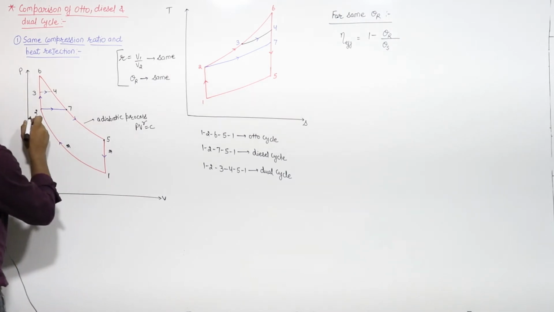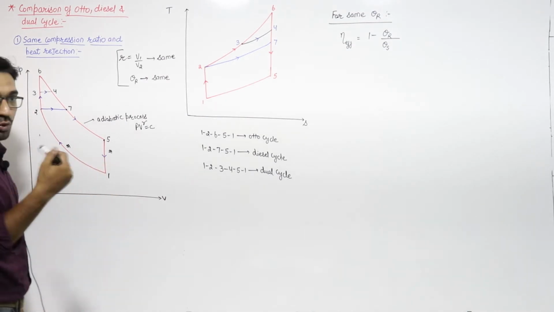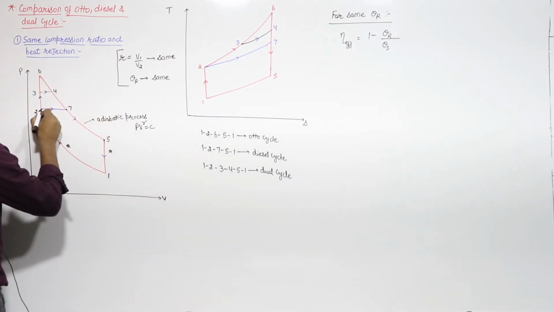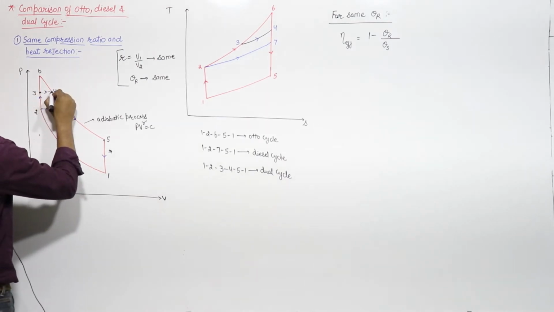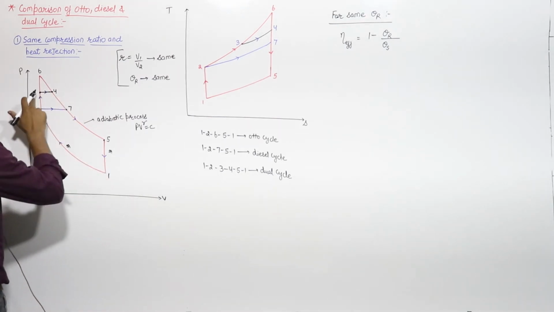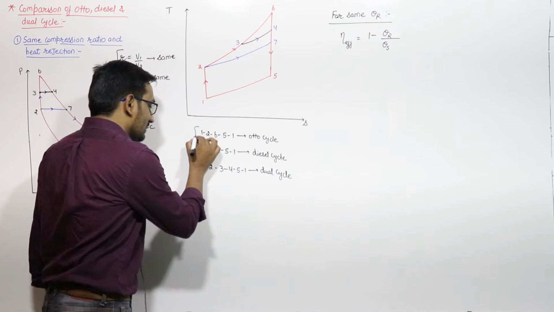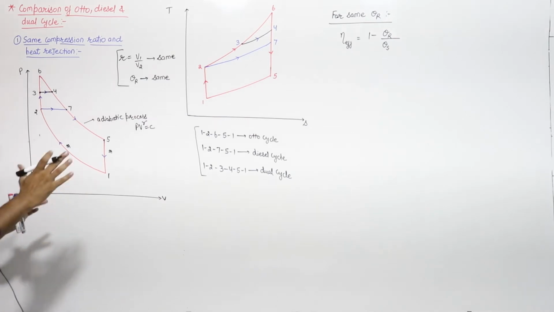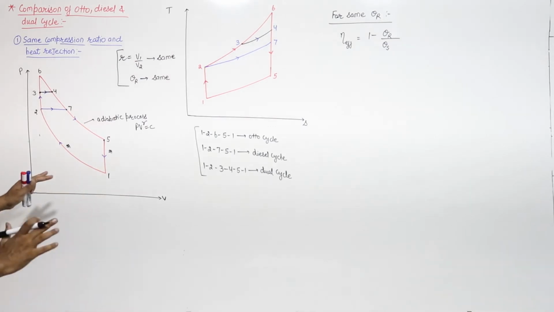Now you have to add the dual cycle. Here 1 to 2 is same, this process is same for the dual cycle also. Now in the dual cycle we have two heat additions, one at constant volume, then one at constant pressure. So let us say 2 to 3 is constant volume heat addition, and then 3 to 4 is constant pressure heat addition. So this cycle 1, 2, 3, 4, 5, 1 is your dual cycle, right? These are the 3 cycles represented in the PV diagram for the same compression ratio and same heat rejection, right?